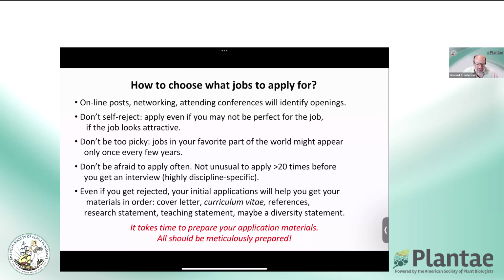And it takes time to really prepare these materials well. And all of these need to be very carefully and meticulously prepared, because you're going to be judged in a large part based on how your application looks. So you don't want to have like typographical errors in your CV. Okay, next slide.